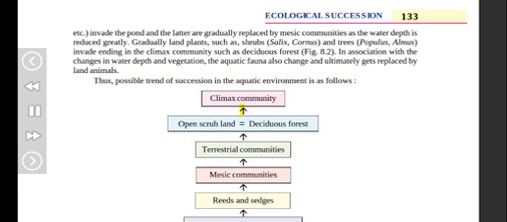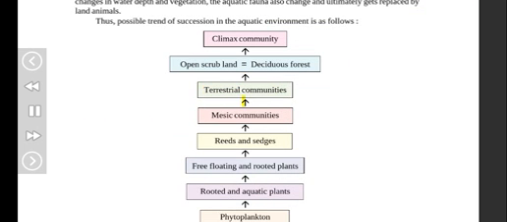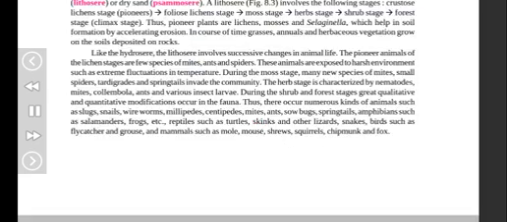Climax community, deciduous forest, open scrub land, terrestrial communities, mesic communities, reeds and sedges, free-floating and rooted plants, rooted and aquatic plants, phytoplankton, pond ecosystem.